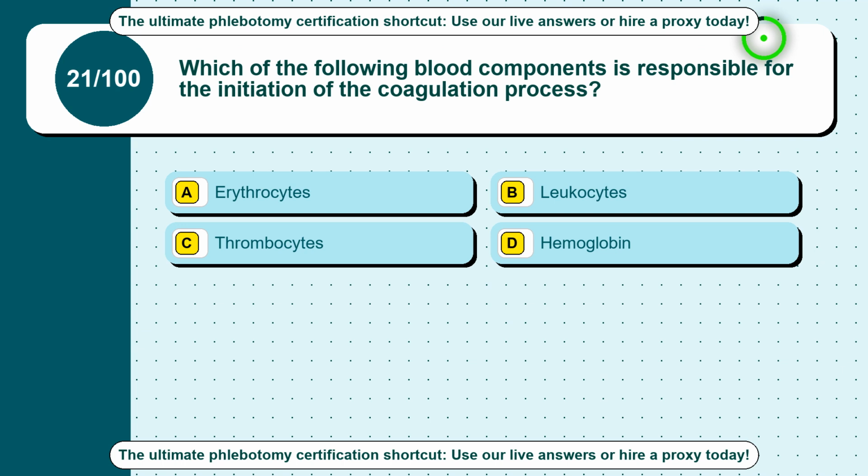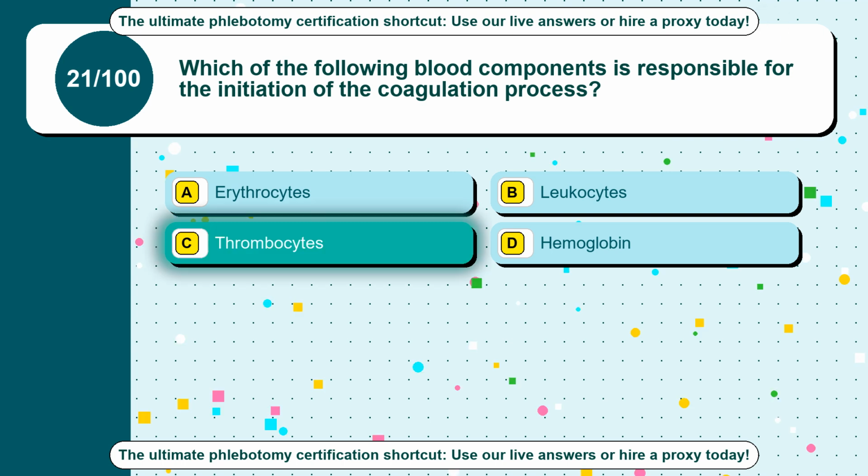Question 21. Which of the following blood components is responsible for the initiation of the coagulation process? Option A, erythrocytes. Option B, leukocytes. Option C, thrombocytes. Option D, hemoglobin.